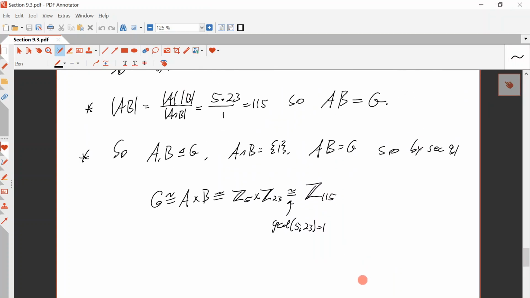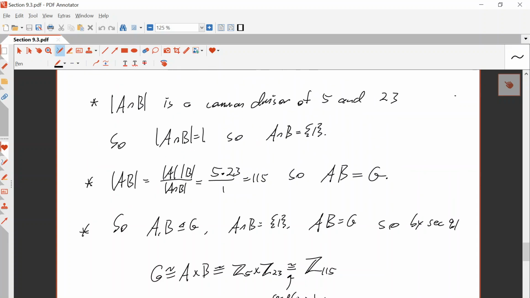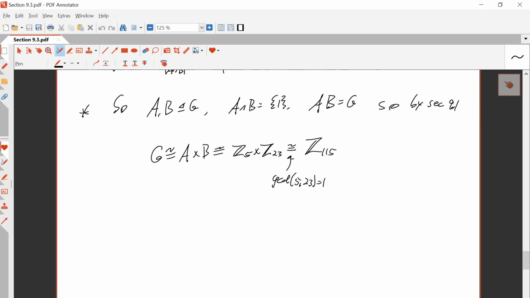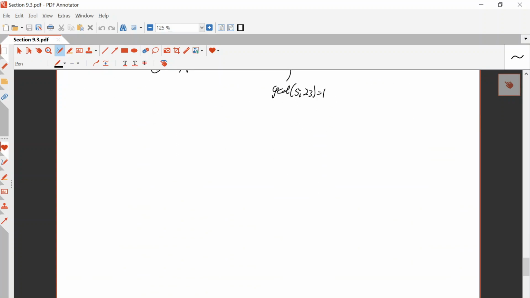Hi everyone, this is a lecture on section 9.3, part 2, and all I want to do in this part is to give another example of the usage of Sylow's first, second, and third theorems by classifying all groups up to isomorphism.